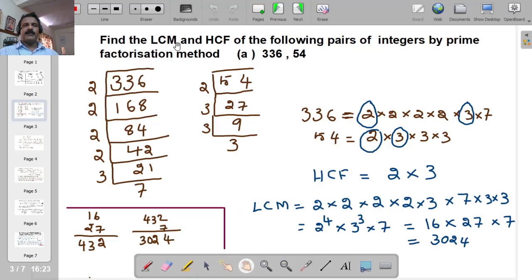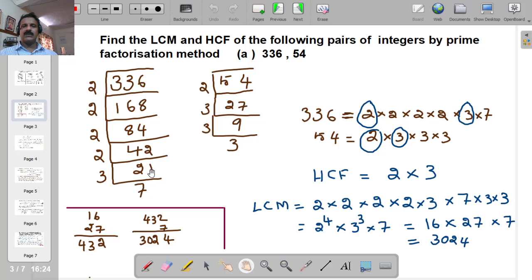Find the LCM and HCF of the following pairs of integers by prime factorization method. The numbers are 336 and 54. First we will be doing the prime factorization of 336. See, 336 is divisible by 2 resulting in 168. 168 is divisible by 2 resulting in 84. 84 is again divisible by 2 resulting in 42. 42 is again divisible by 2 resulting in 21.